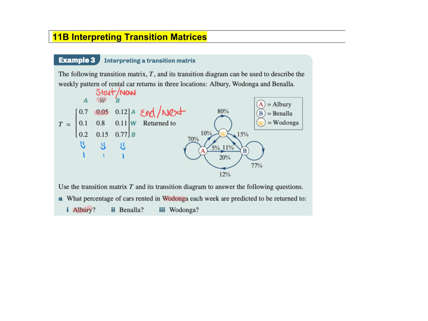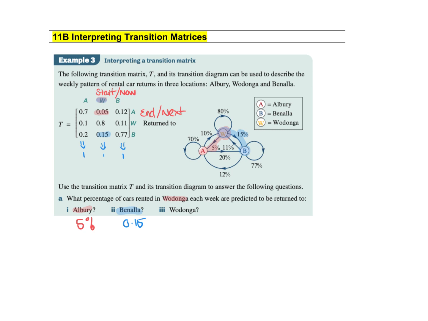Now if you follow on the diagram, we were at Wodonga. So put your finger on Wodonga and you want to go to Albury, and you can see it's 5%. So you're correct. If we were saying what percentage, that's 5%. If we look at the next one, we want to go from Wodonga to Benalla. You follow the arrow and it says 15. I'm going to check up on my transition. Wodonga to B, and it's 0.15, so that's good. They're both saying the same, and that means I'm probably correct.